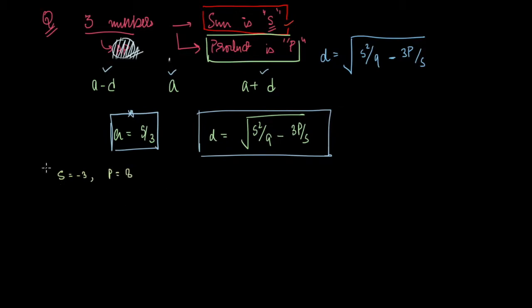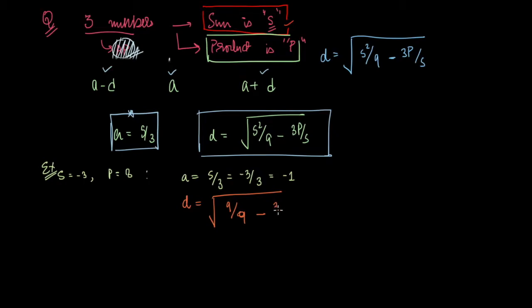Okay, so if this is the case, then we know that A equals S by 3, and that gives you minus 3 by 3. Sorry, that's plus 3, and that gives you negative 1. Okay, similarly, D in that case would be equal to root of S squared by 9. And what is S squared? Well, S is minus 3, so S squared is minus 3 squared, which is 9, divided by 9.